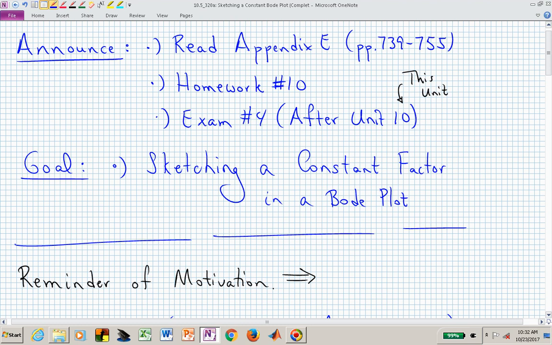As I've said before, we're breaking down these Bode plot sketching strategies into fundamental pieces. We've already talked about how to factor, how to identify the different factors: constants, poles or zeros at the origin, linear factors, poles or zeros, and quadratic factors. In this video, what we want to do is focus on sketching the constant factor in our transfer function.